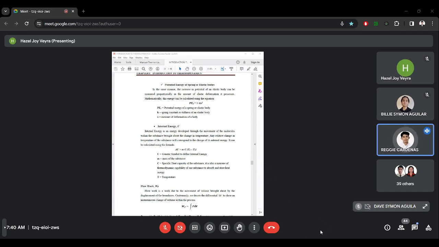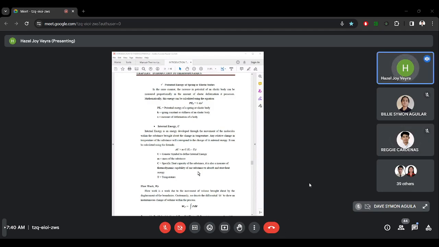U is equal to mc(T2 minus T1), where U is the generic symbol to define internal energy, m is the mass of the substance, c is the specific heat capacity of the substance. It is also a measure of the thermodynamic capability of one substance to absorb and store heat energy. And lastly, T is temperature.